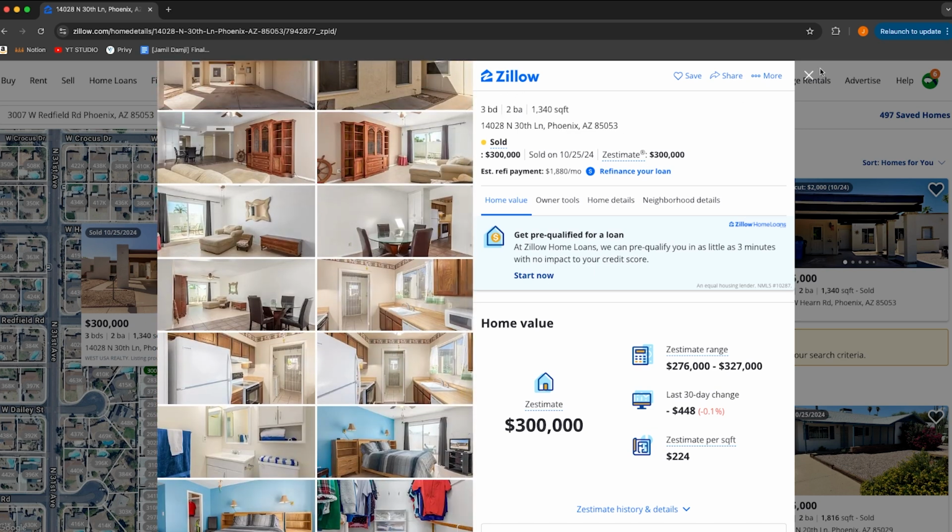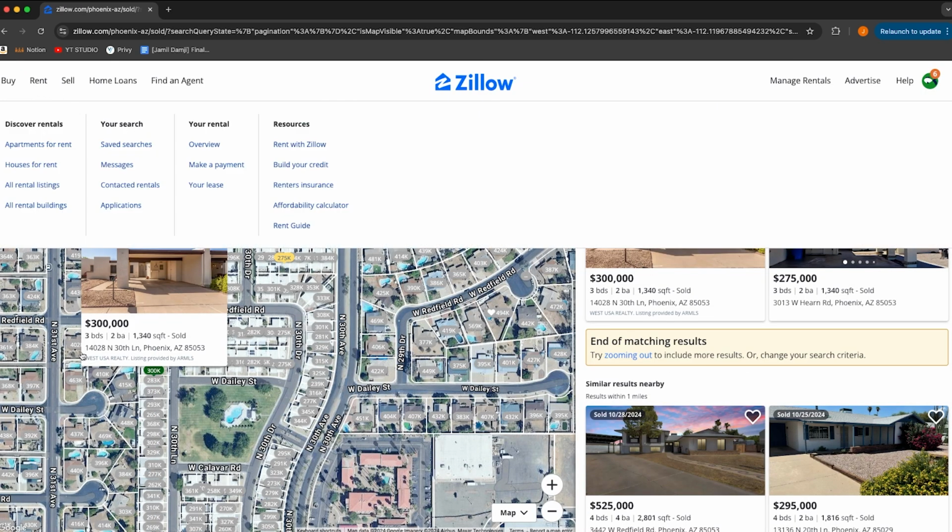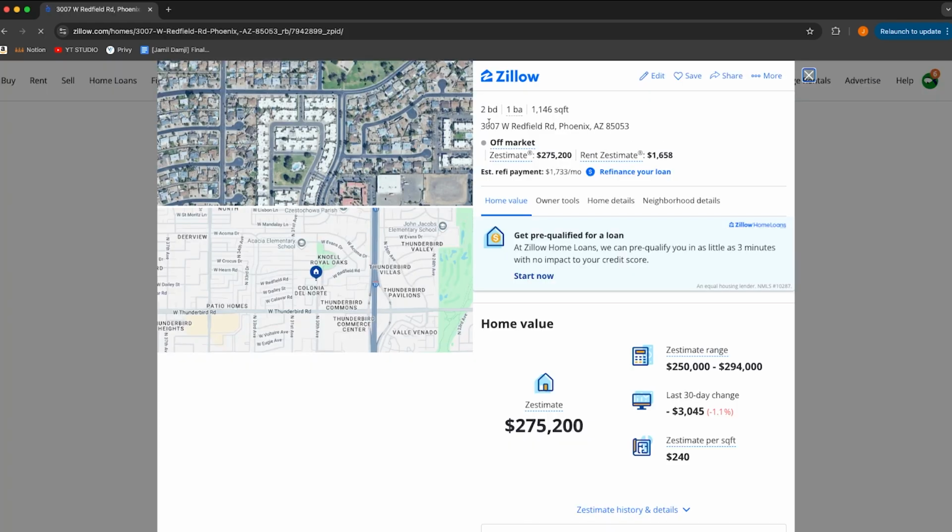Now this is a 3.2. I believe our subject is a 2.1. I'm going to go back and make sure. Yep, our subject is a 2.1. So we have to take that into consideration as well, because that was a little bit of a lower price. We have a 3.2, so we've got to take 20 grand off of the 300. That gets us to $280,000. Divided by the square footage of that property, which was 1346, that gets us to about $208 a foot. So 208 times 1146 is about $238K.